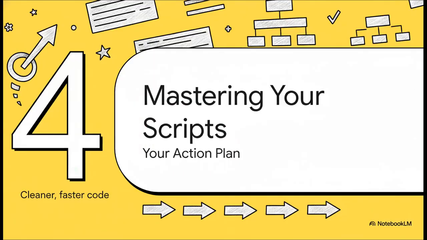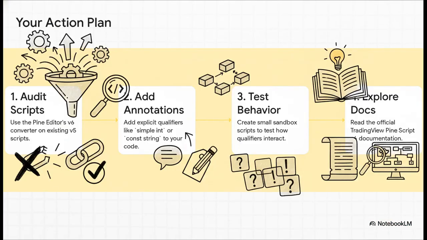So, how do you take all this new knowledge and actually apply it right now? Here is your 4-step action plan to start writing cleaner, faster, and way more robust code today. First, take your old v5 scripts and run them through the v6 converter that's built right into the editor. Pay really close attention to any errors it flags about qualifiers. Second, get into the habit of writing the qualifiers out, like simple int mylength. It makes your code so much easier to read.